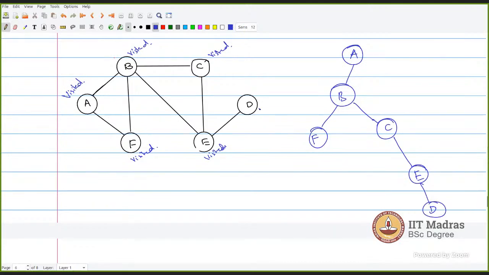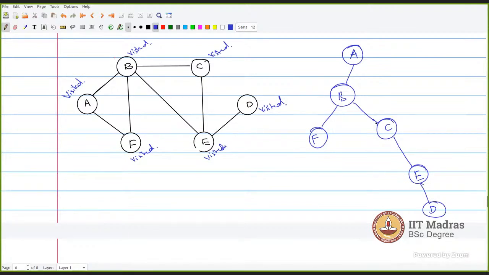Once D is visited, from D I will look at whether there are any other vertices adjacent to D that are unvisited. No. So there are no unvisited vertices that are neighbors to D. I will come back to E. Even at E there are no unvisited vertices. I will come back to C.